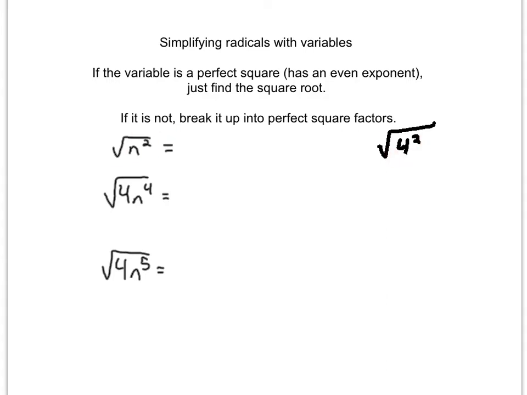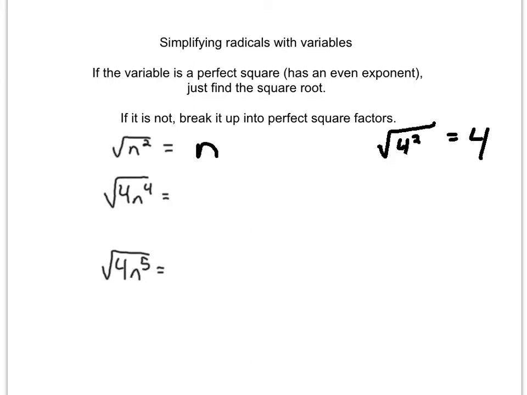Well, let's think about this. 4 squared is 16. So what's the square root of 16? That's just 4. So the square root of anything squared is just whatever is being squared. The square root of 4 squared is 4, because 4 squared is 16, and the square root of that is 4. We just took our base and made it our answer. So with the square root of n squared, we're going to do the same thing. That answer is just n.